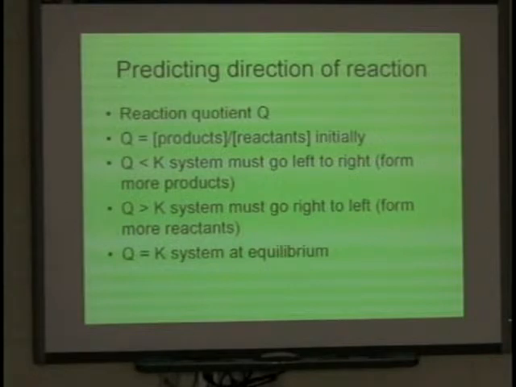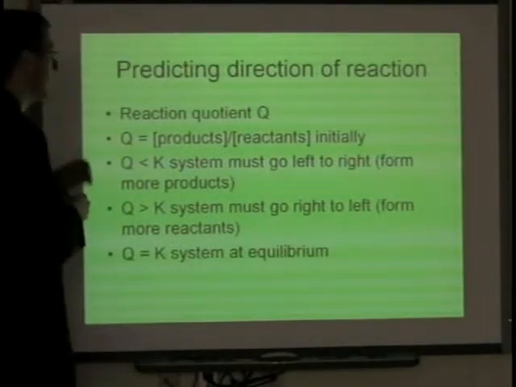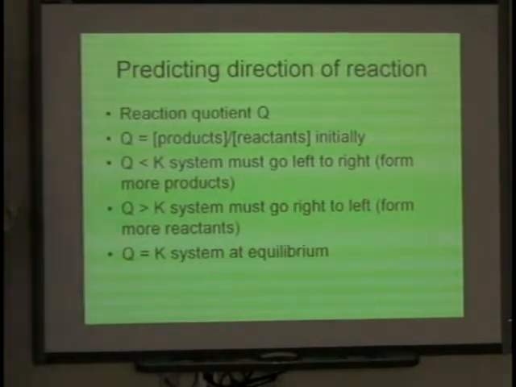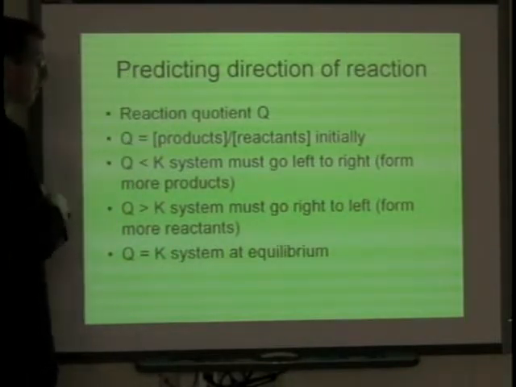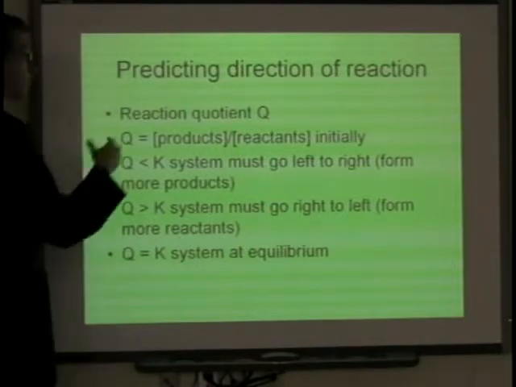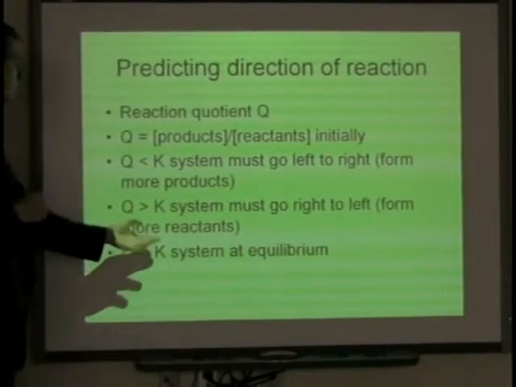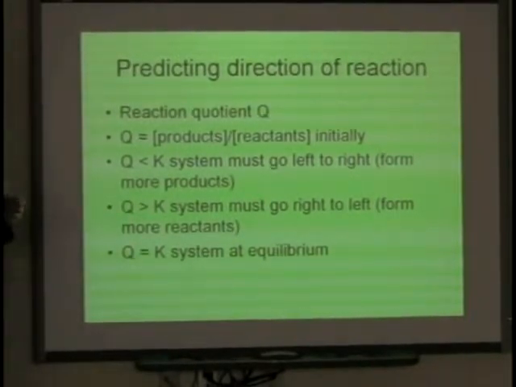If the Q value is smaller than K, the system must go from left to right, from reactants to products, to form more products. If the Q value is greater than K, the reaction must go right to left to form more reactants. And if Q equals K, the system is already at equilibrium.